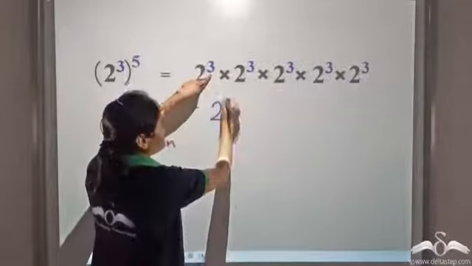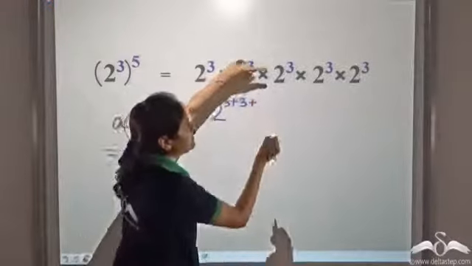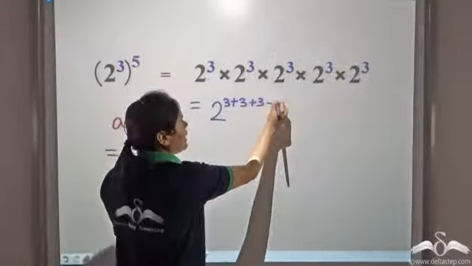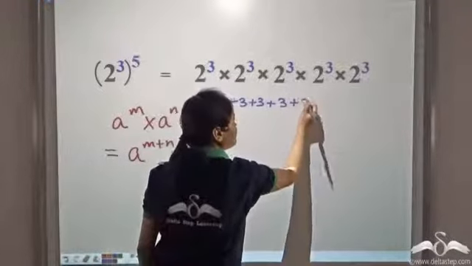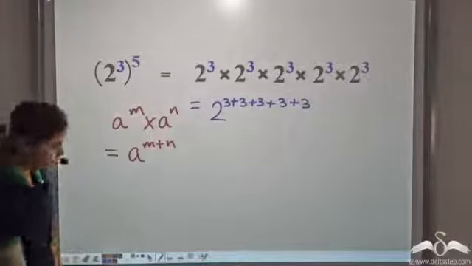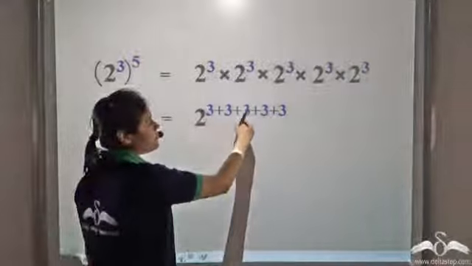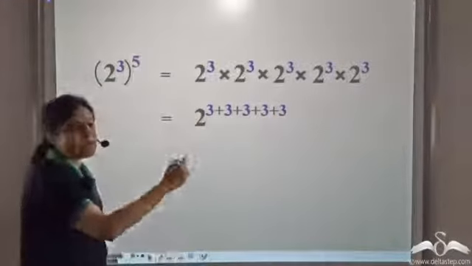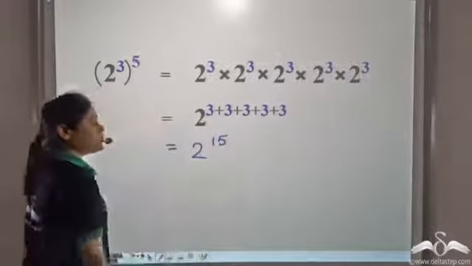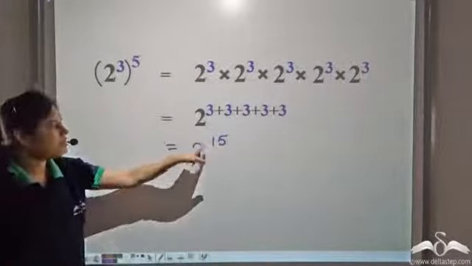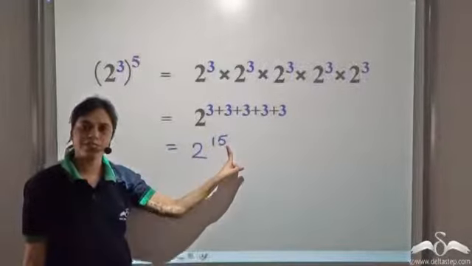So we take this 3 plus 3 plus 3 plus this 3 plus this 3. This is what we have. So we write it in this manner. Now 3 plus 3 plus 3 plus 3 plus 3. 3 added 5 times gives us 15. So this is 2 to the power 15. So this number, when simplified, gives us 2 to the power 15.